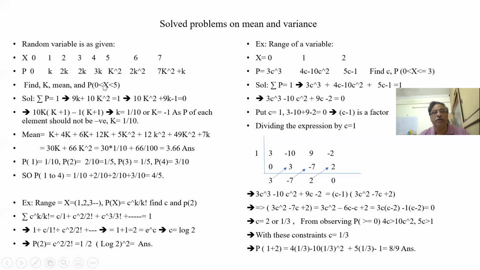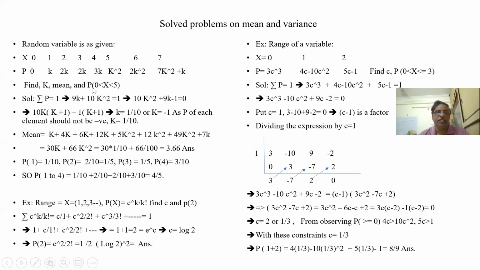What is left over? 1, 2, 3, 4. So P1 is k, P2 is 2k, P3 is 2k, P4 is 3k. So I have to add all this, P1 to P4, I am adding all this. So the answer is 4 by 5.